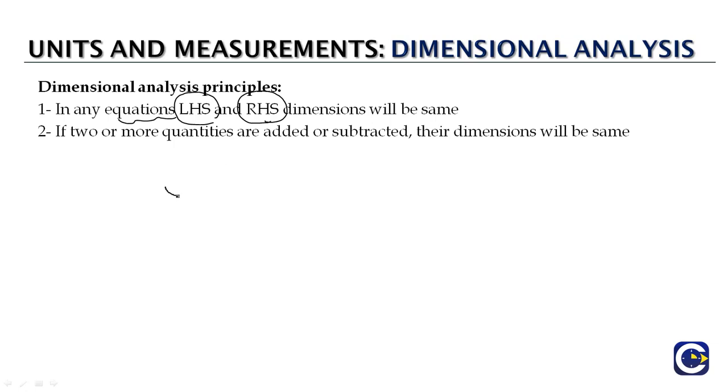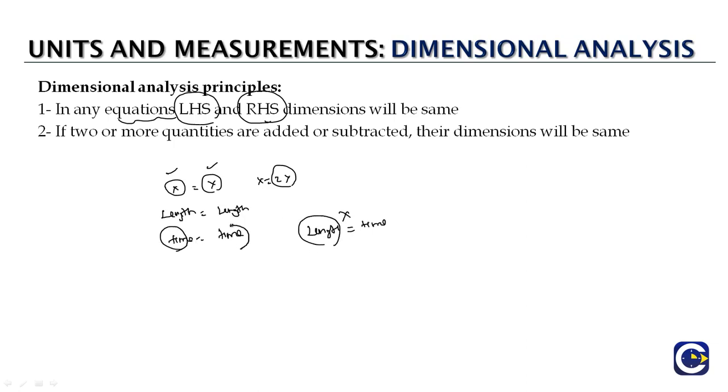So if I say, for example, x is equal to y, I can even say x is equal to 2y, forget about the numerical constants here. If there is an LHS and there is an RHS, I can say length is equal to length. I can say time is equal to time, but I can never say length is equal to time. This is not possible. Which means if we have an equation, then the LHS and the RHS part must belong to the same physical quantity, which means they will have the same dimensions.